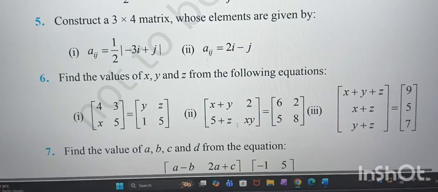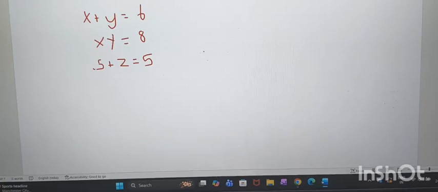Similarly over here, now here we would have to solve like how we used to solve for linear equation. X plus 5 would be 6 and xy would be 8. 5 plus z would be 5. So let me just write this down. Yeah, so this is how they're equal. Now obviously here z is only one variable. 5 plus z is 5. If you send 5 over here, 5 minus 5 is 0. This z is 0. Now how do we find x and y?